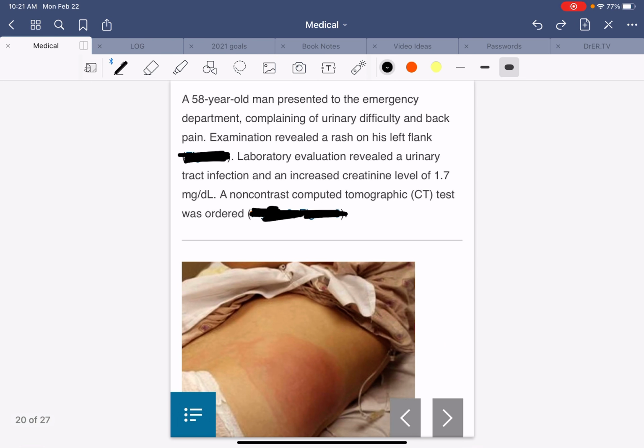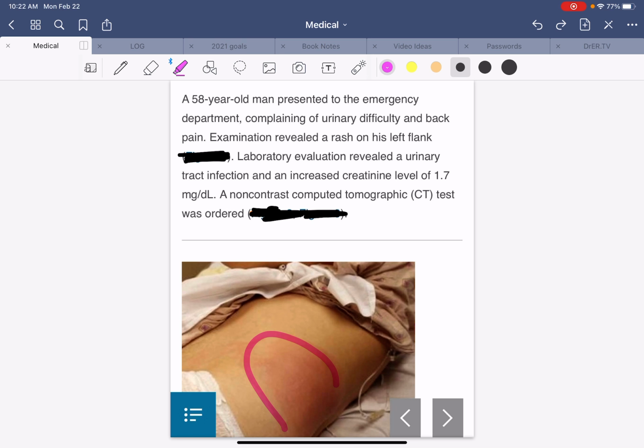A 58-year-old man presented to the emergency department complaining of urinary difficulty and back pain. Well, that could be a urinary tract infection, kidney stone. Examination revealed a rash on his left flank. Now, that's unusual. We don't usually see that. And laboratory evaluation revealed a UTI. So definitely the signs of a UTI.